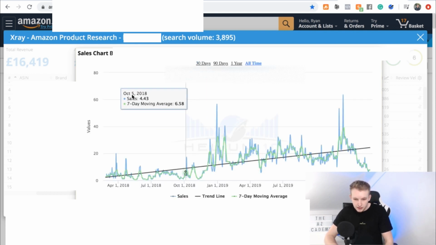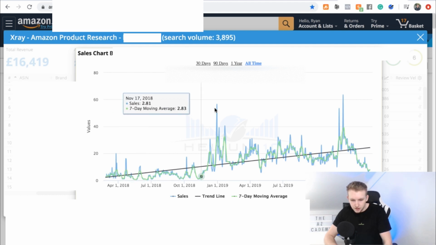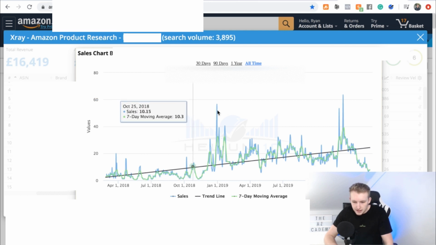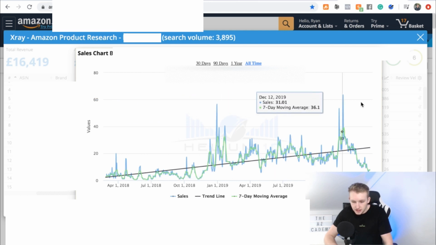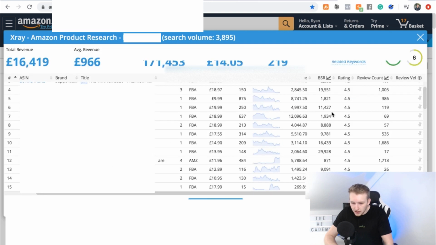So again, his goes back to March or February 2018. Didn't do too well in 2018, but again in 2019 he's doing much better and looks like a continuous upward trend. And until recently taken a slight dip, but I wouldn't really be too worried about that.